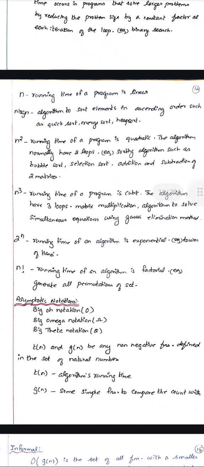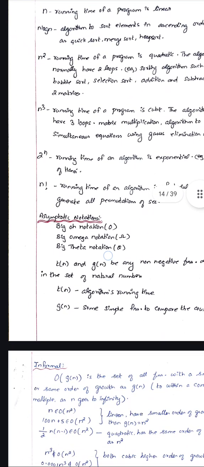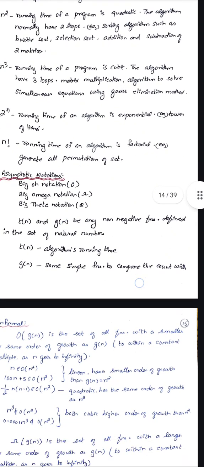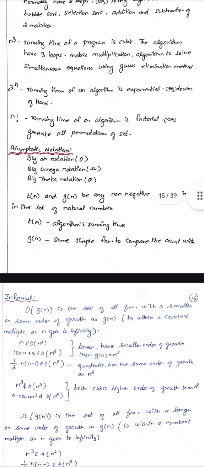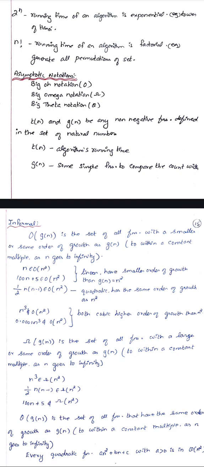N square: running time of quadratic sorting algorithms like bubble sort, selection sort, addition and subtraction of matrices, because there is the presence of two loops. Cubic: this will be the presence of three loops. 2 power n: running time of an algorithm is exponential, Tower of Hanoi. N factorial: running time of an algorithm is factorial. Generate all permutations of the set.